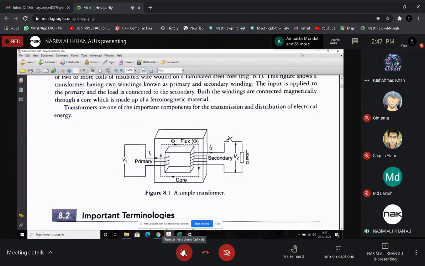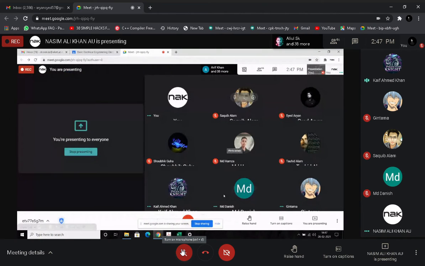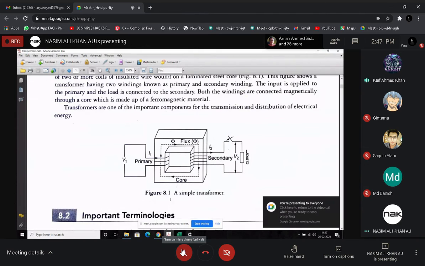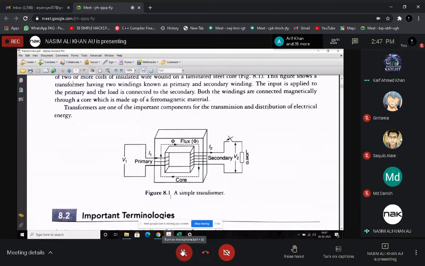Hello, sir. I want to ask: is the right hand side identically represented by the secondary one, or just in this case, the simple transformer? This is a simple transformer. In all cases, the transformer is represented as a primary side and a secondary side when you go for the cross sectional view.